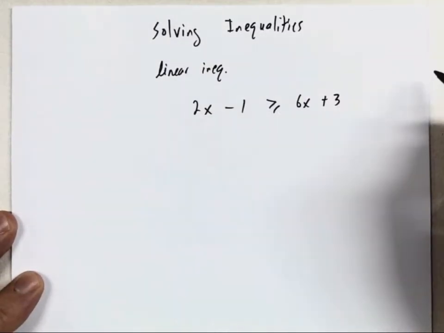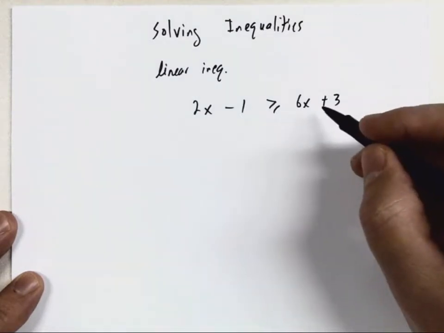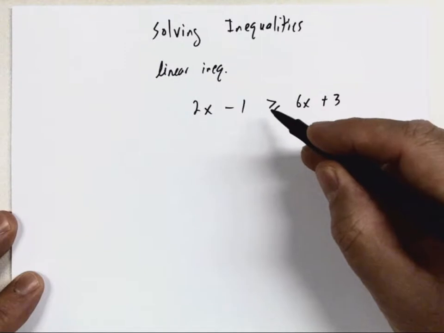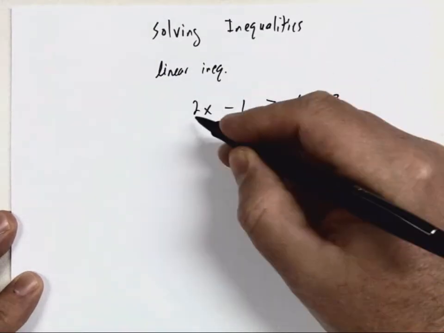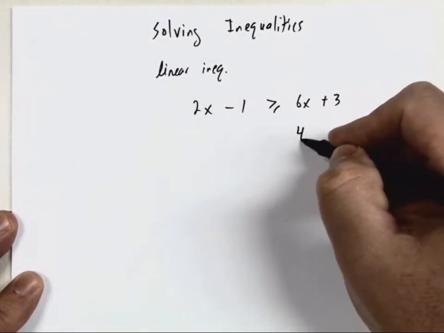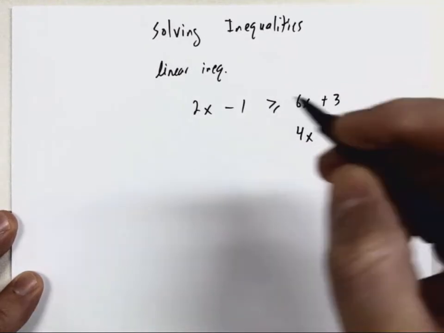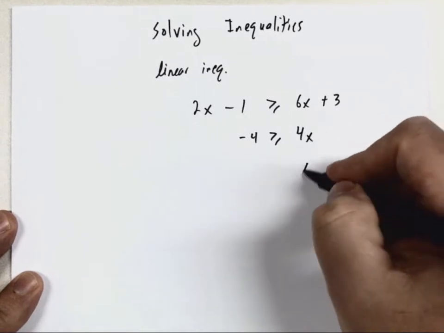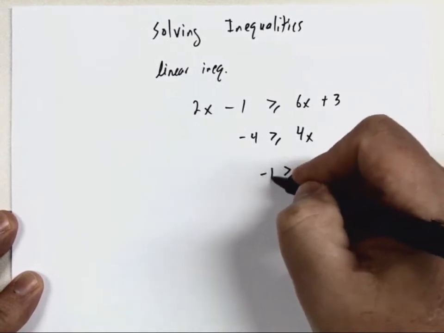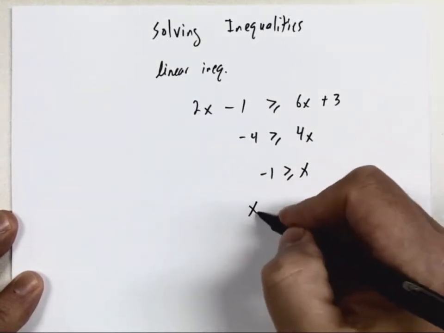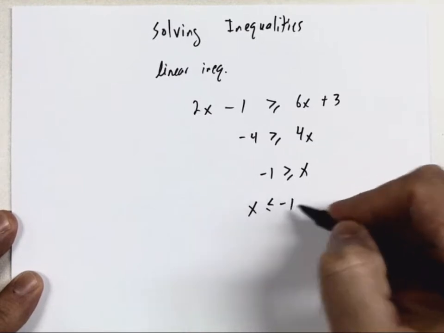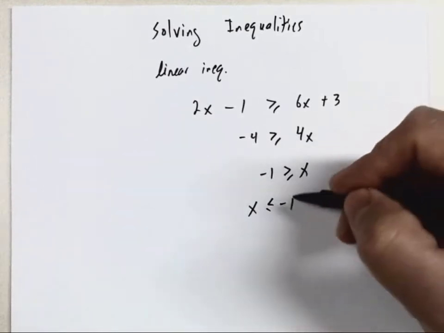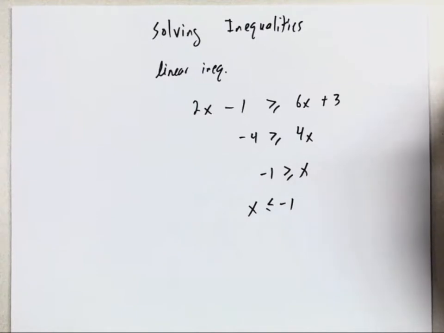It's pretty straightforward to solve this problem. You simply get all the x's on one side, the numbers on the other. So in this case, maybe I'll subtract 2x from both sides, and I'll subtract 3 from both sides, then divide both sides by 4. Now, if I want to turn this around, I would say x is less than or equal to -1. And then I could graph the number line and write the answer as an interval, go from there.